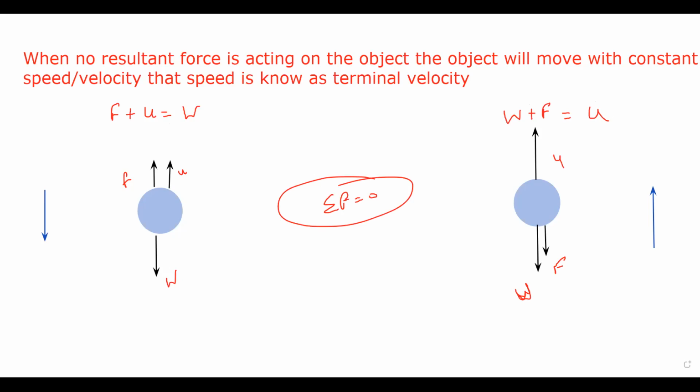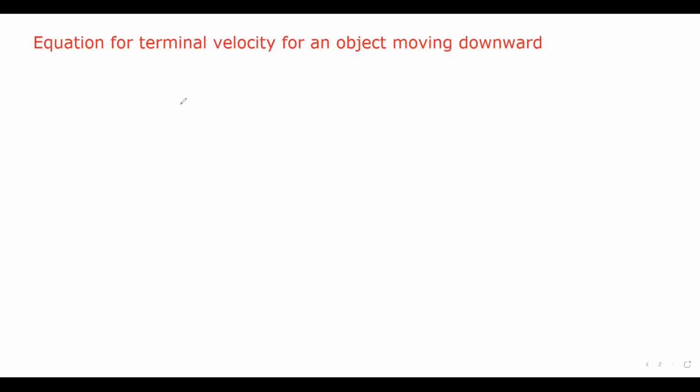So in the exam you will find a question in which we have to derive an equation for terminal velocity for an object moving downward. The final result will be the same for upward as well. So we are doing only downward, but we will do it the same way for upward.